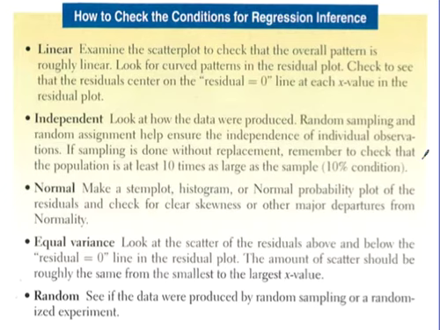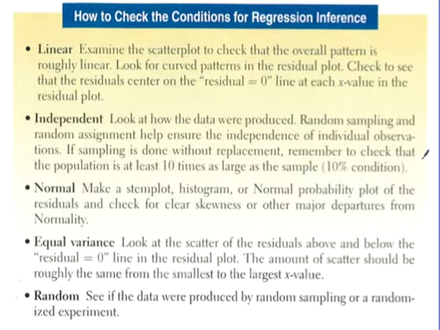Random sampling and random assignment help ensure the independence of individual observations. If sampling is done without replacement, remember to check that the population is at least 10 times as large as the sample, your 10% condition there. For normal, you would make a stem plot, a histogram, or a normal probability plot of the residuals and check for clear skewness or other major departures from normality, that we've talked about when discussing what it means to be normal.